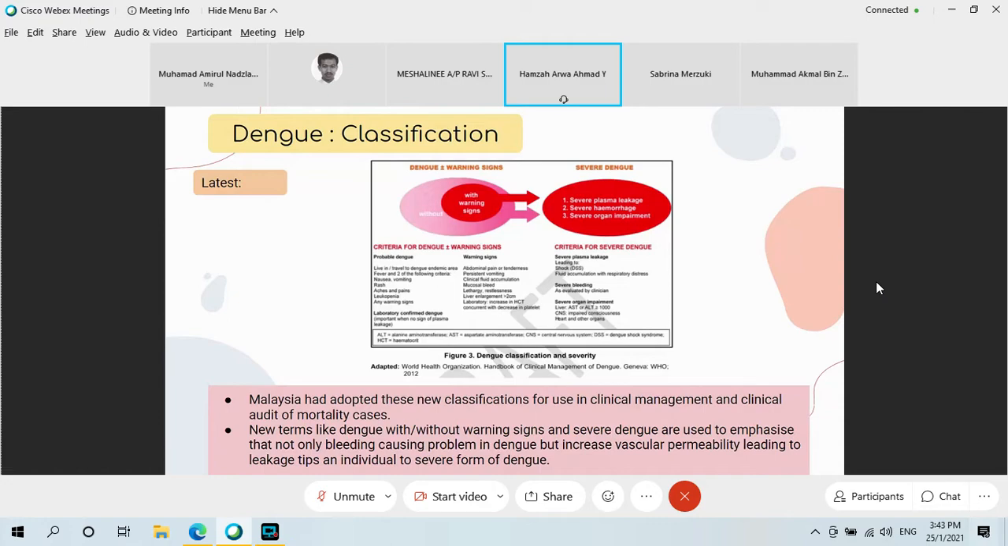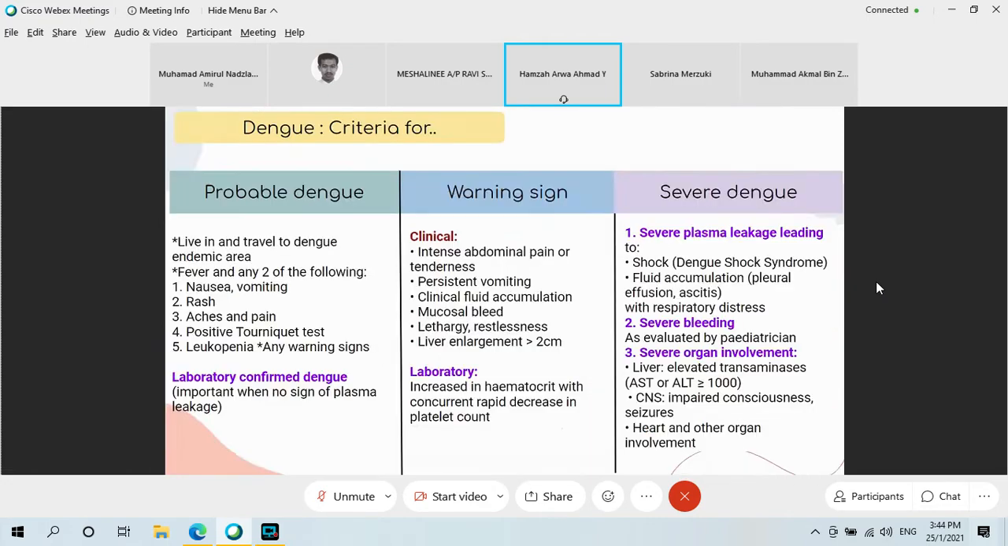The third one is severe organ involvement, such as the liver, where transaminases are going to be elevated, as I mentioned. The AST and ALT are going to be more than 1,000. For the central nervous system, there is going to be impaired consciousness and seizure. For the heart and other organs, there's going to be abnormality, but not in all cases. So next slide, please. This is the one that I have just explained. So next.